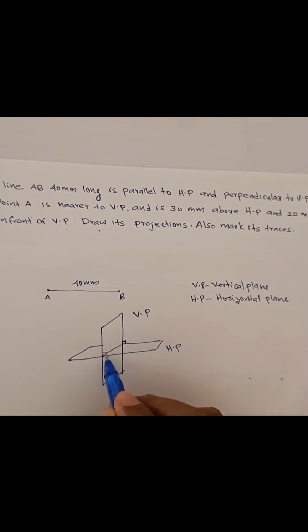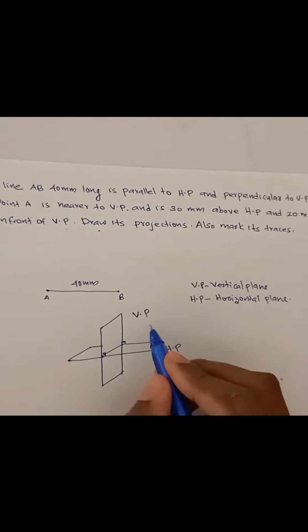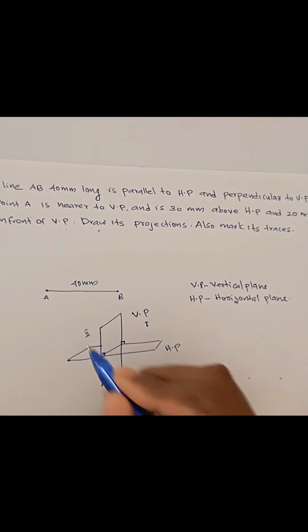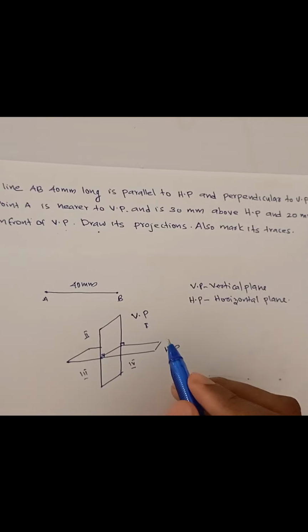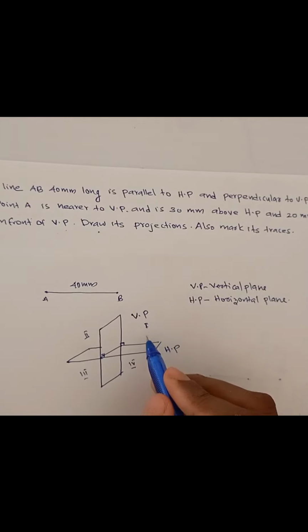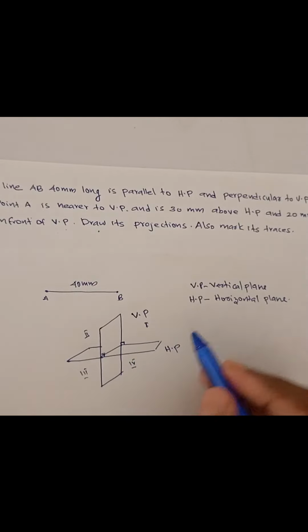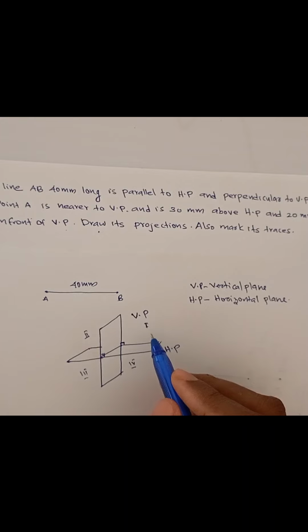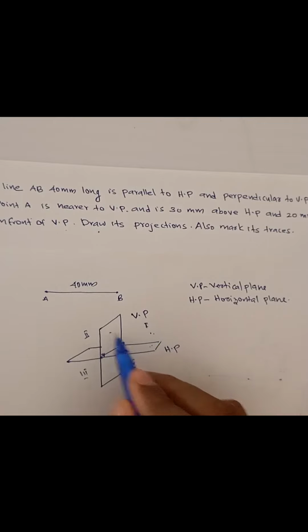This angle is 90, and together they divide the space into 4 quadrants: first, second, third and fourth. All the objects in the first quadrant are above HP and in front of VP. They may be in the HP or in the VP, but generally we say above HP and in front of VP.